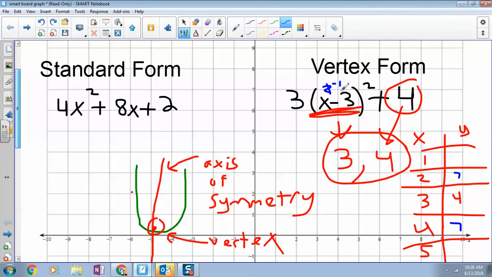Then we would plug in 1. 1 minus 3 is negative 2. Negative 2 squared is 4. 4 times 3 is 12. 12 plus 4 is 16. So both of these are 16.